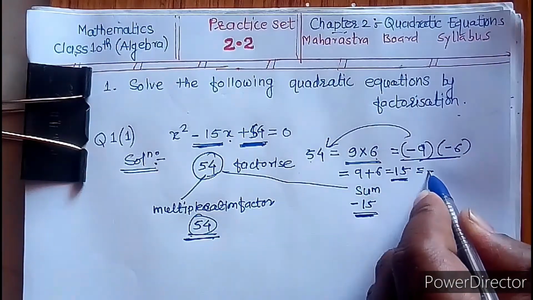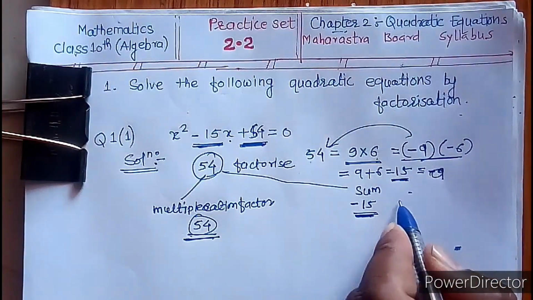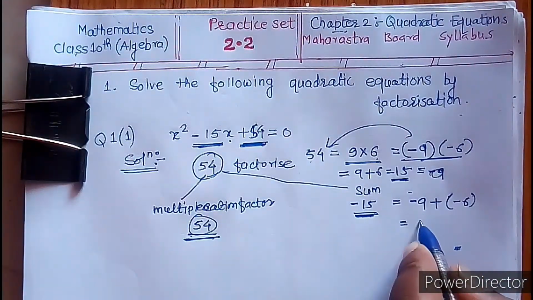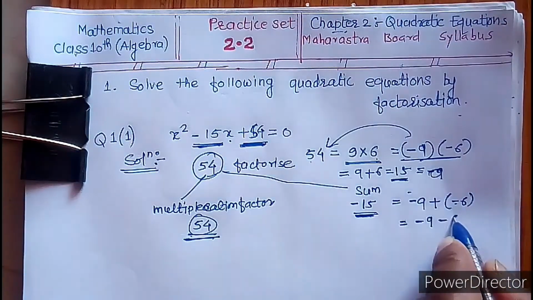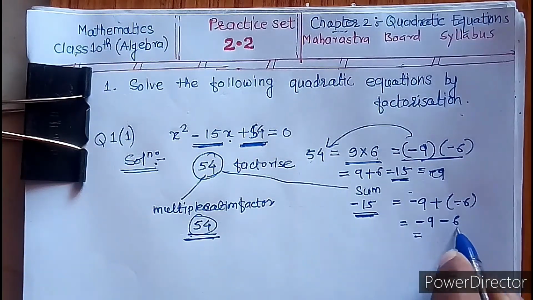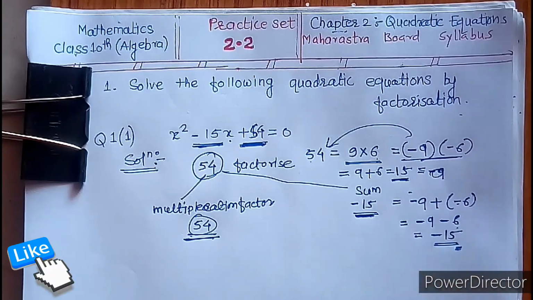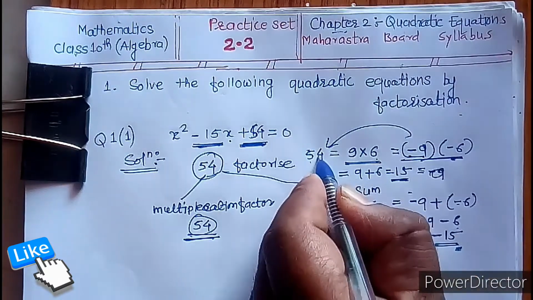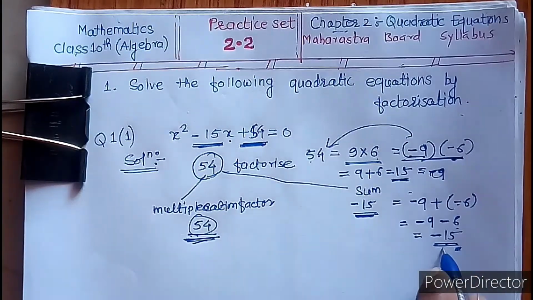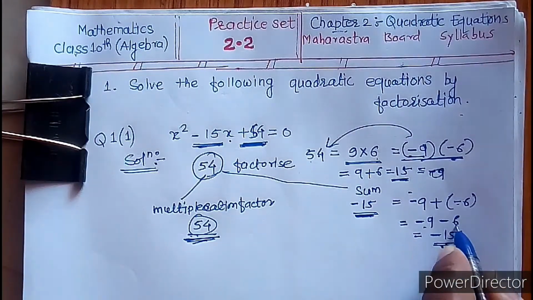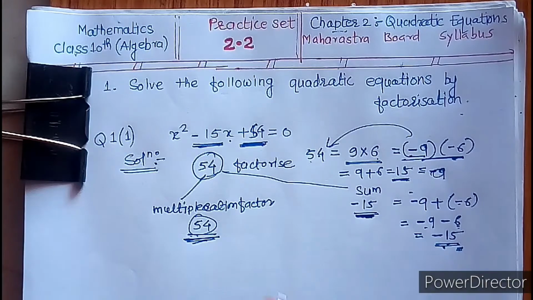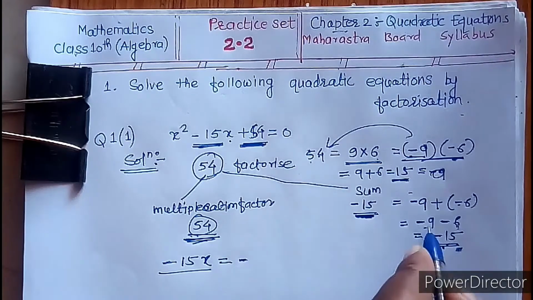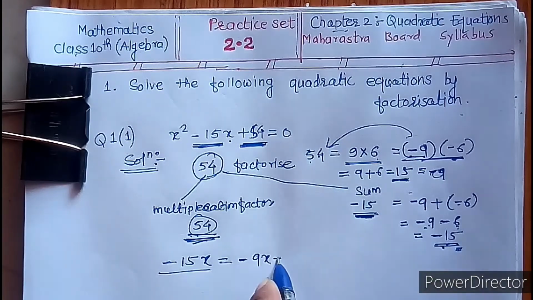Now take the sum: minus 9 plus minus 6, minus 9 minus 6 will be minus 15. Means these factors are allowed because the multiplication of minus 9 and minus 6 is 54 and the sum of minus 9 and minus 6 is minus 15. Means minus 15x can be written as minus 9x minus 6x.